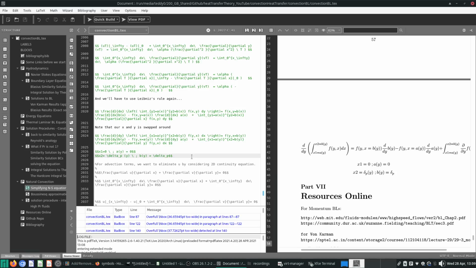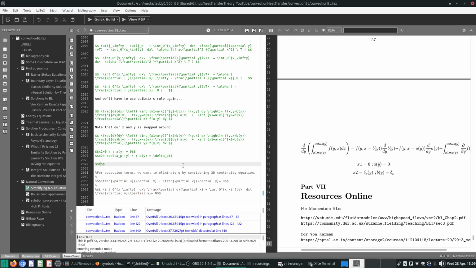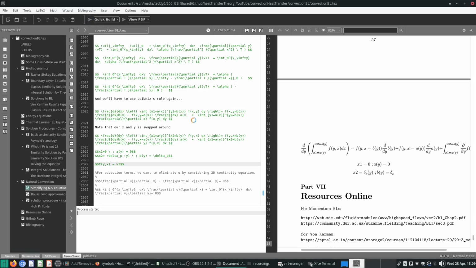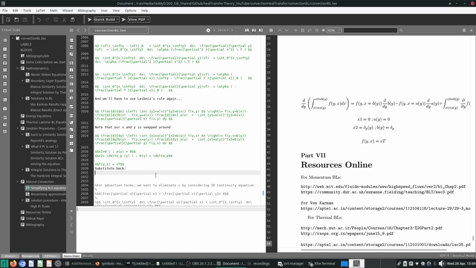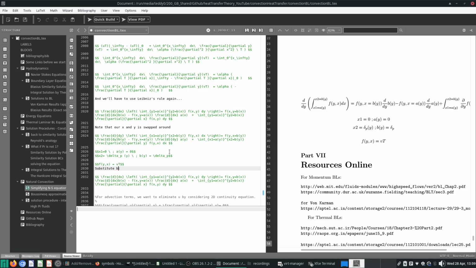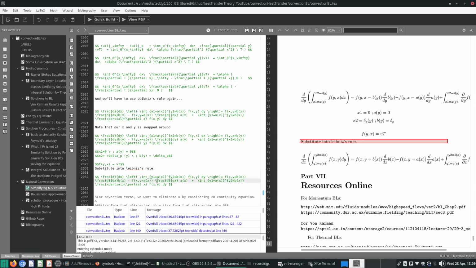So what is f(x,y), or f(y,x)? That is simply just V and T. So we substitute all this back, and then into Leibniz rule. So everywhere I see, oops.